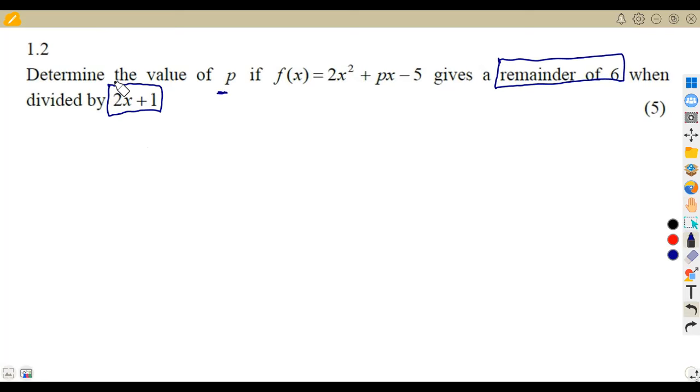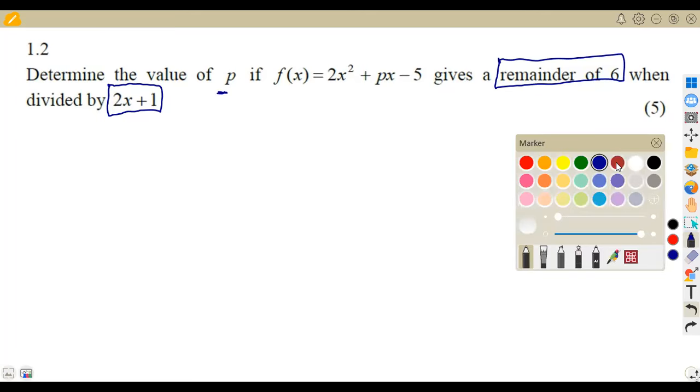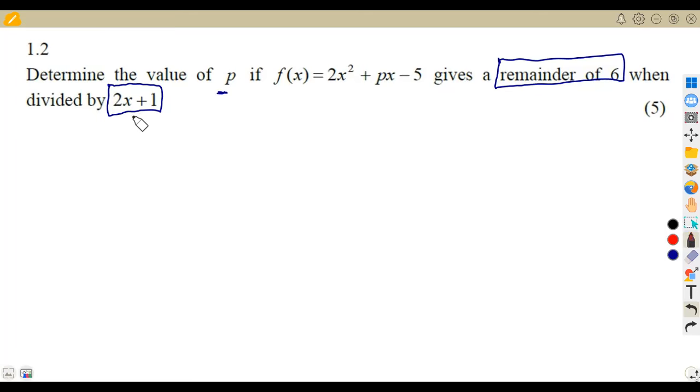So if we are to divide by 2x plus 1, what is the first thing? Whether it's a factor or not, for the part that is dividing, you have to find the value of x there. Find x. That's the first thing, just like this part that we had here.